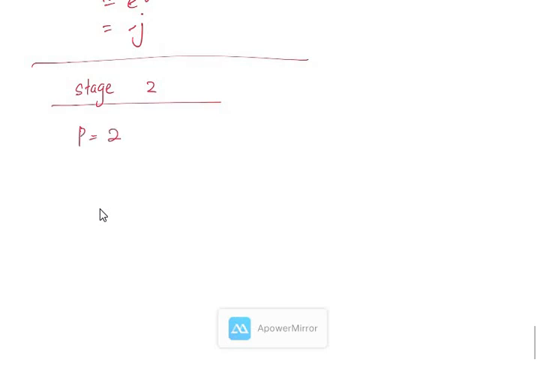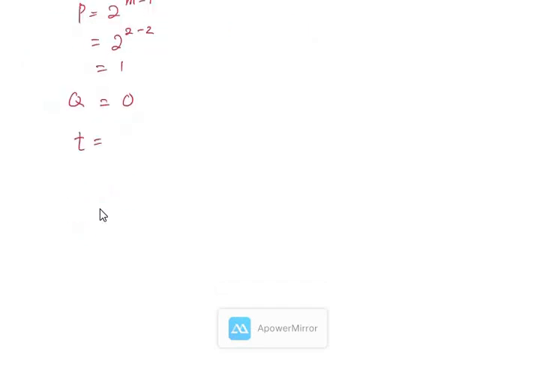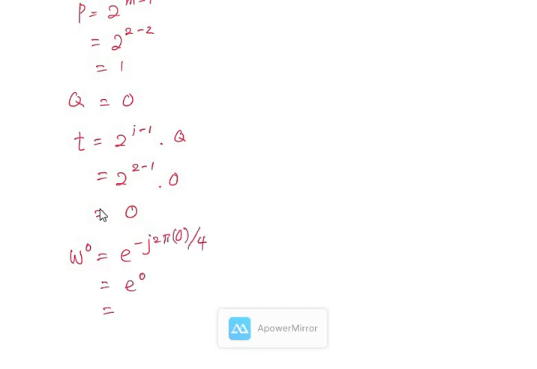So p equal to 2^(m-i). The m is total stages, so 2 power of 2 minus 2, you get 1. And q, you only have one value, that starts with 0. And t equal to 2 power of i minus 1 times q. So 2 power of 2 minus 1 times 0, you get 0. And lastly, for the twiddle factor, W0 equal to exponent of minus j2π multiplied with 0 divided by 4. So exponent 0 is equal to 1.